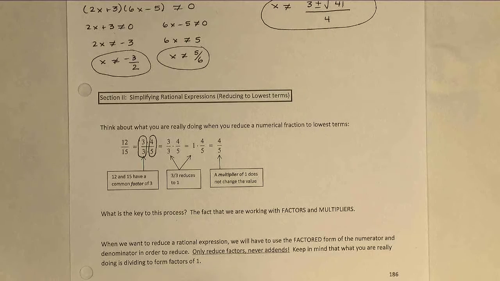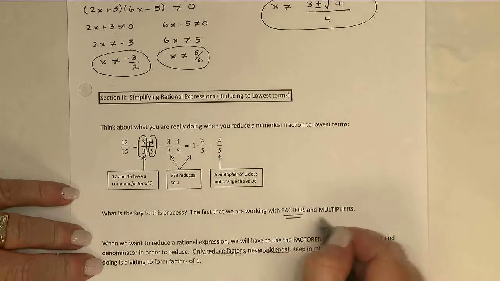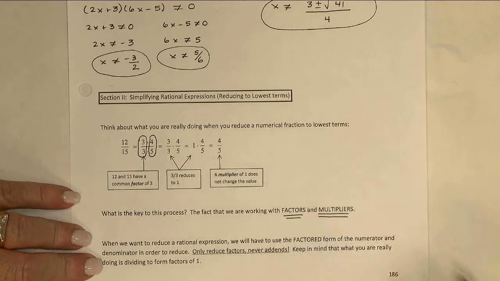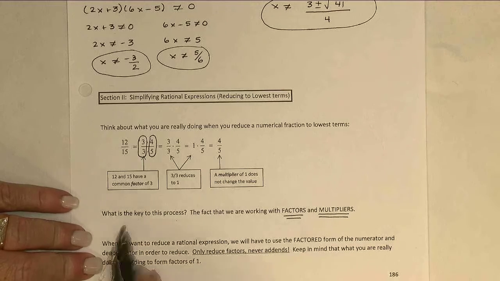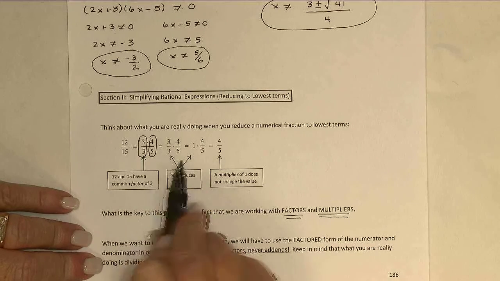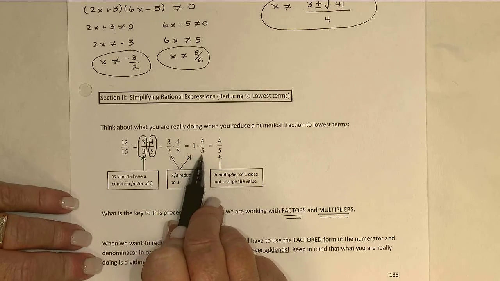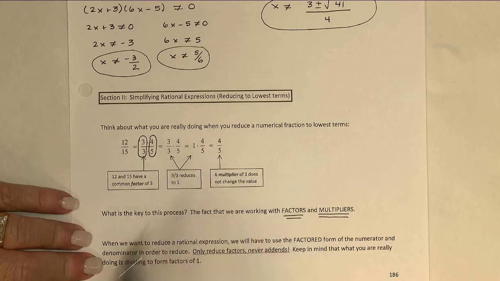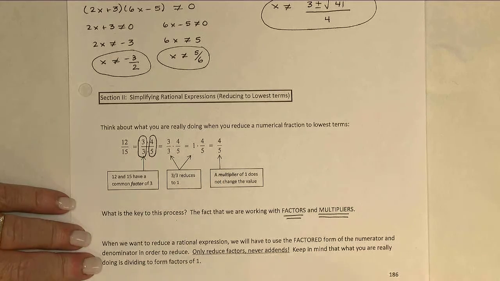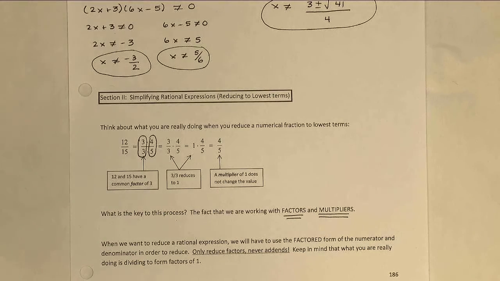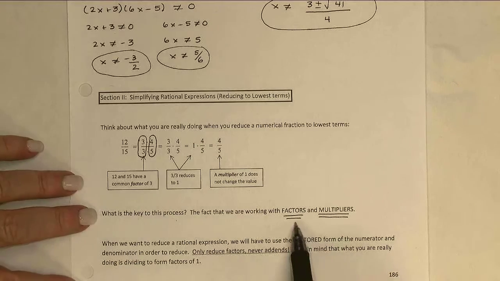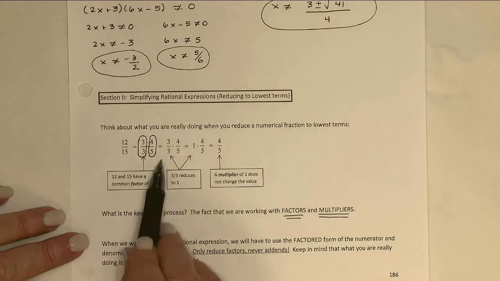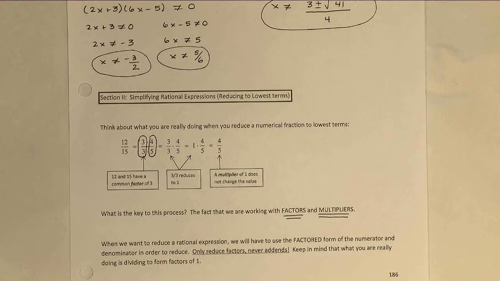This only worked because we were working with factors or multipliers. It was essential that I had that 1 times 4/5 so that I could just get the 4/5 at the end, a multiplier of 1, of course, not changing the value. This does not work when things are added, when things are subtracted. You must be able to look at multipliers or factors in order to use this process of reducing.